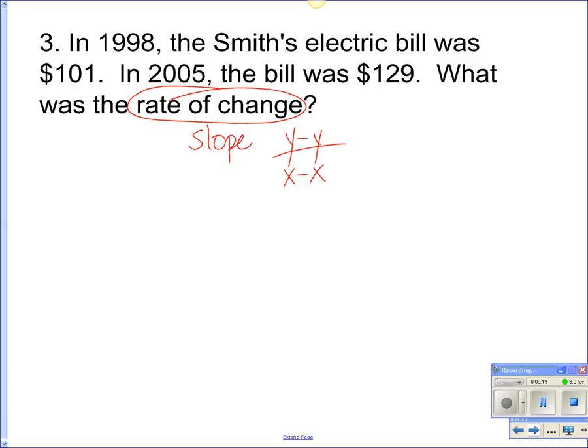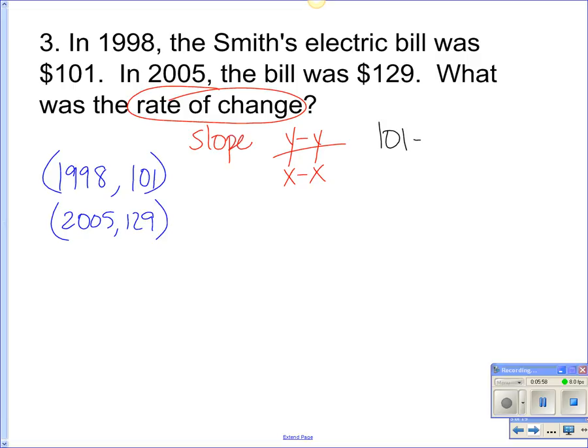We don't have any points yet. Tamara, what would be my first point that I could make? What would be the first point? Comma what? What goes with 1998? What number? 101. Dylan, what's going to be my next point? Good. Gracie, what do I put for y minus y? What two numbers? Very good. 101 minus 129. Blake, what about on the bottom?